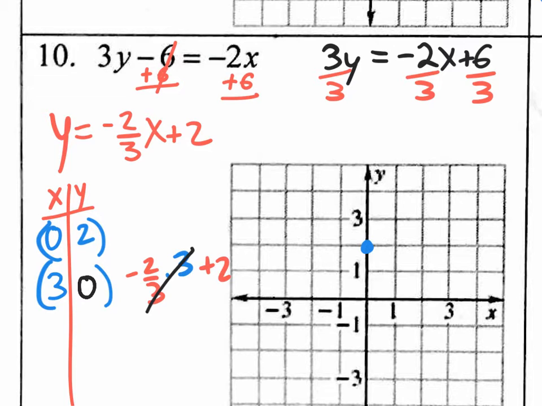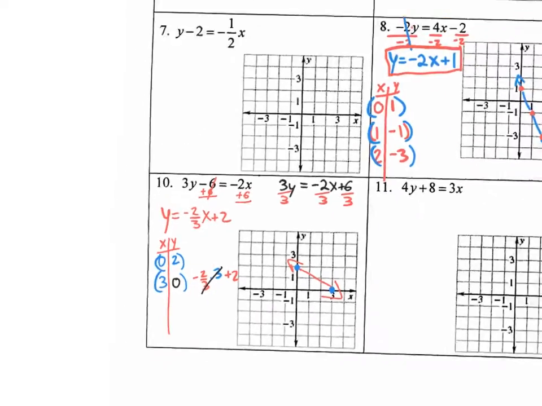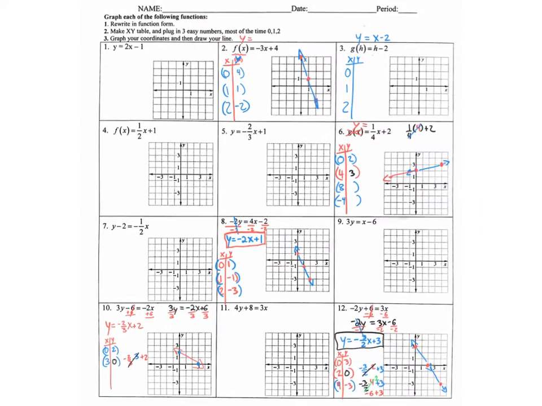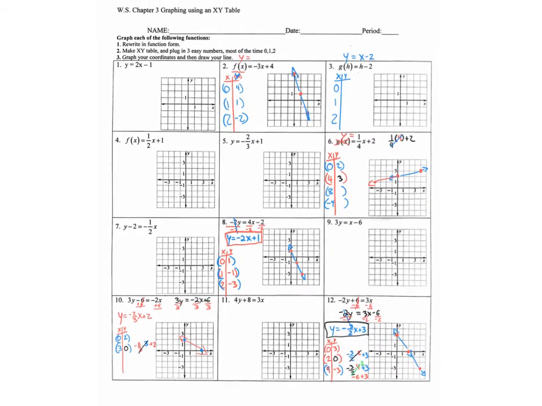Let's graph 3, 0 now. 3 on the x, 0 on the y. Connect those dots, and you have yourself a line. I'm stopping right there. Hopefully, you guys could finish the rest.